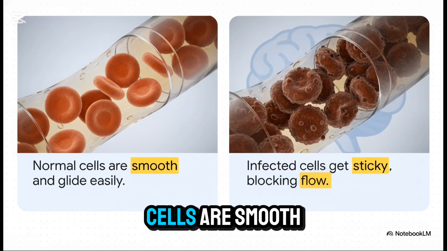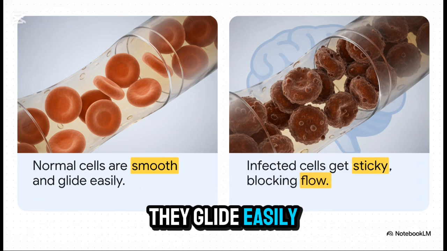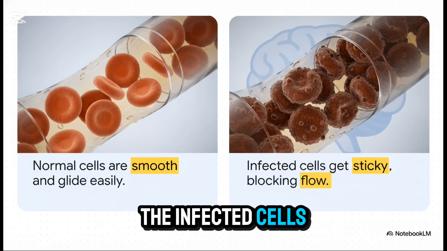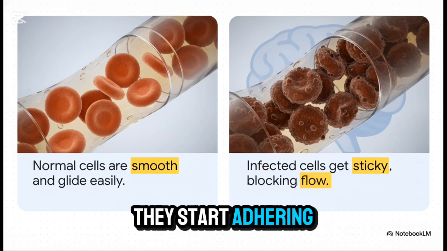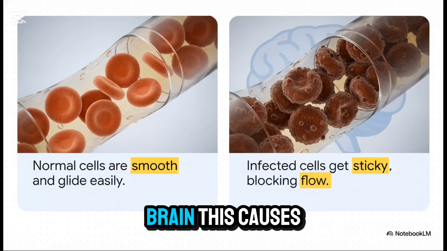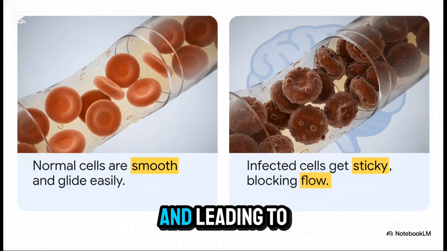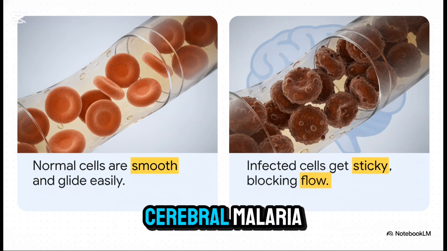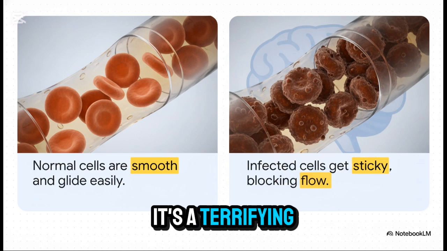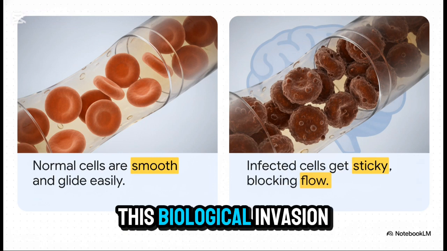Normal red blood cells are smooth, right? They glide easily through tiny capillaries. But falciparum actually alters the infected cells, making them sticky. They start adhering to the blood vessel walls, especially in the brain. This causes massive capillary blockages, starving the brain of oxygen and leading to a highly fatal condition known as cerebral malaria. It's a terrifying mechanical consequence of this biological invasion.